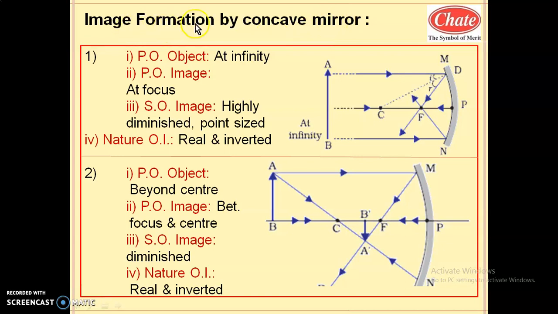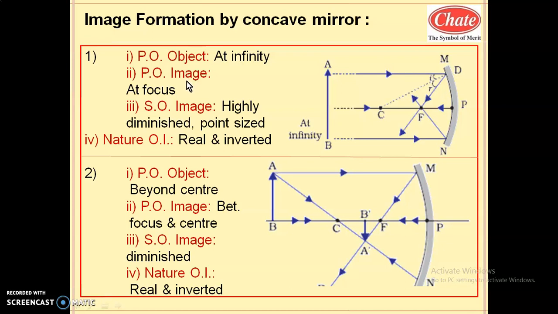Now let us study how images are formed by a concave mirror. First case: when the position of the object is at infinity, the image position is at the focus. For that purpose, we have studied various rules for drawing the ray diagram. But to get the position of the image, we need just two rays.